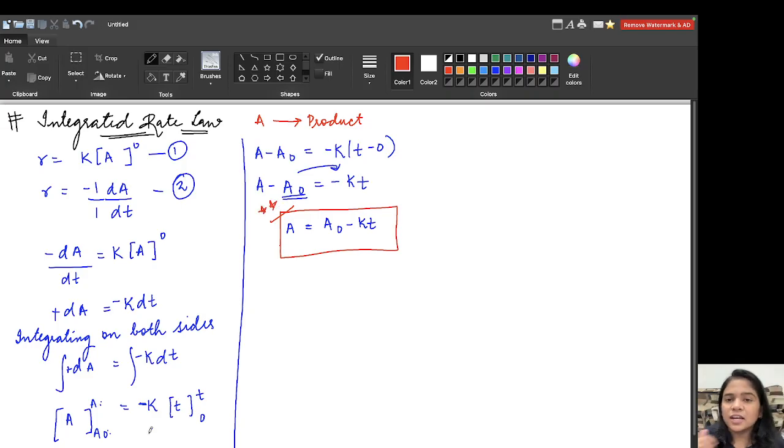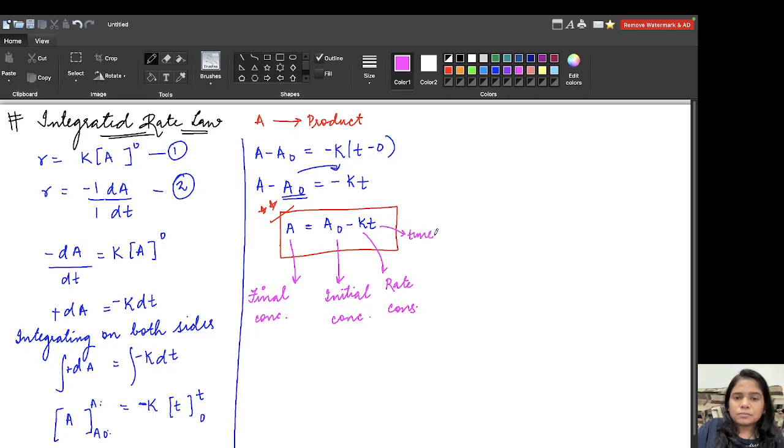This is your integrated rate law, where this A is your final concentration, this A naught is your initial concentration, K is your rate constant and T is your time.